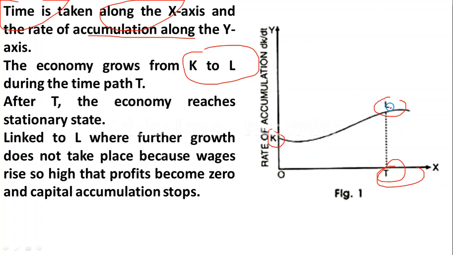The growth will not take place because of the subsistence level of wages. Because of the higher level of wages at time t, the wages are very high. So the growth will not take place, because when wages are very high, the profit will become zero. When profit becomes zero, capital accumulation is going to stop. So the country will develop from K to L, but at point L the country is going to reach the stationary state. Here we can see higher level of wages, profit will become zero, then capital accumulation is going to stop. So this is about Adam Smith's theory.